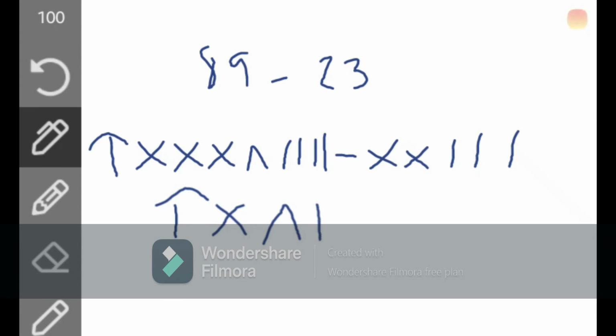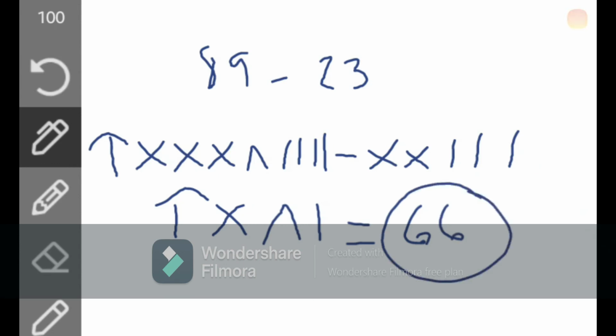So 89 minus 23 in Etruscan numbers is 1 symbol for 50, 1 symbol for 10, 1 symbol for 5, and 1 symbol for 1, making it 50, 65, 66. So 89 minus 23 is equal to 66. That is how to perform subtraction and addition of Etruscan numbers. It is just very easy, guys.